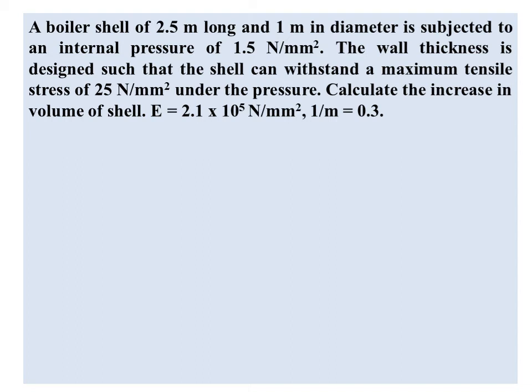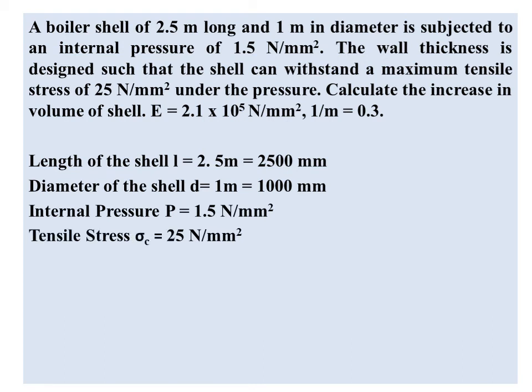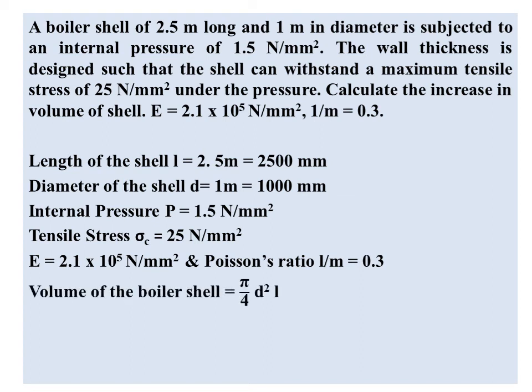Young's modulus is given as 2.1 × 10^5 N/mm² and Poisson's ratio 0.3. Length of the shell 2.5 meters, that is 2500 mm. Diameter of the shell 1000 mm. Internal pressure 1.5 N/mm². Allowable tensile stress is 25 N/mm². Young's modulus 2.1 × 10^5 N/mm², Poisson's ratio 0.3.